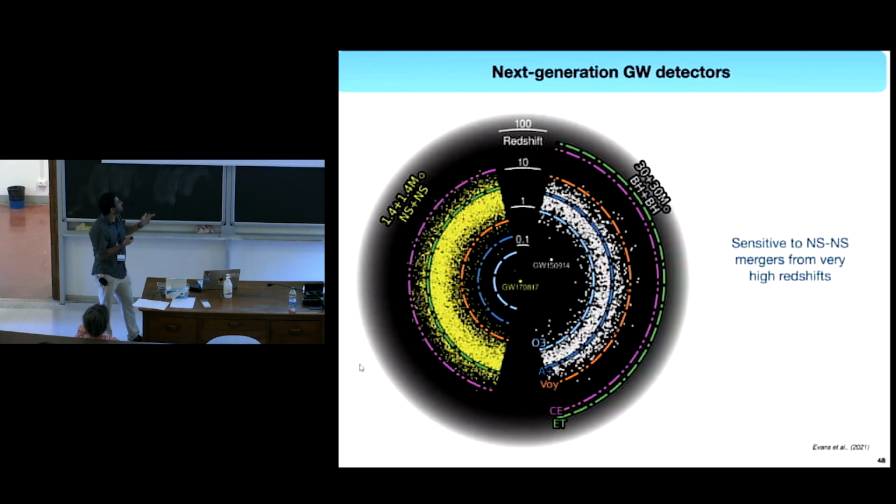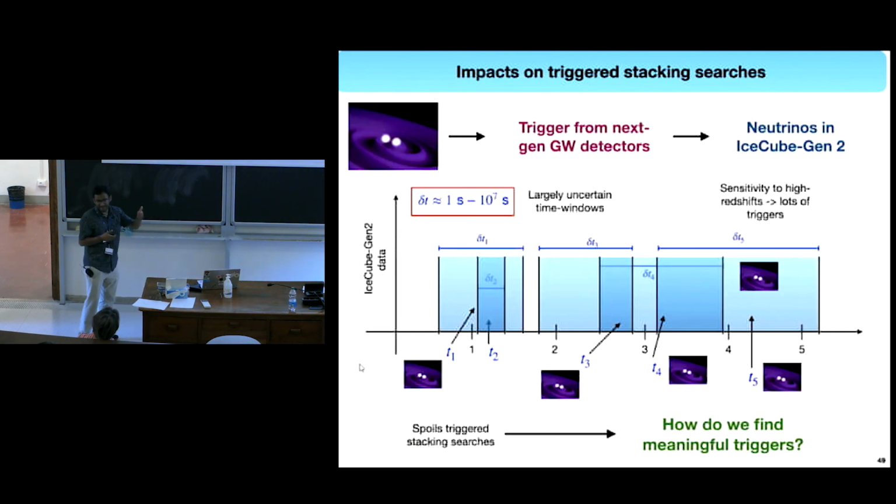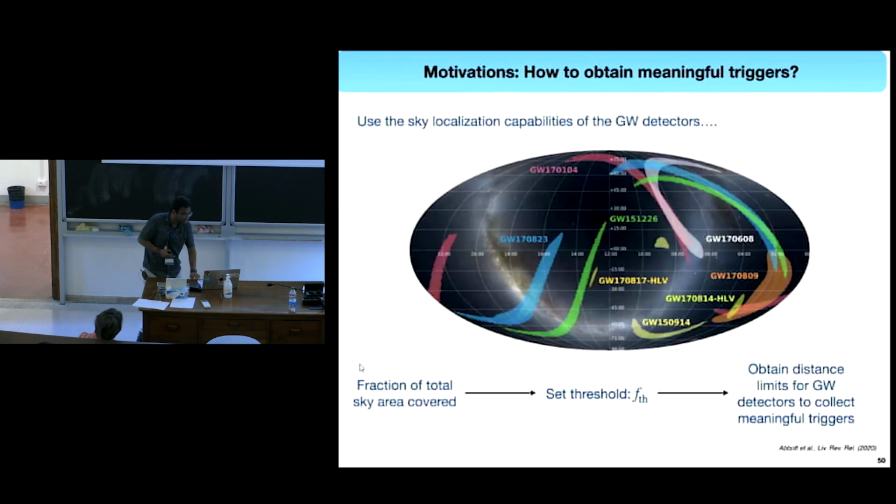But the problem is these next generation detectors, as you can see from this particular plot, are sensitive to neutron star mergers from very high redshifts. Them being sensitive to very high redshifts, plus the uncertainty in the neutrino emission associated with BNS mergers, basically screws up this triggered search paradigm because now you don't know the size of these windows and you have tons of triggers because of their sensitivity. So then the question basically boils down to, okay, how do we find meaningful triggers to then perform our high energy neutrino searches?